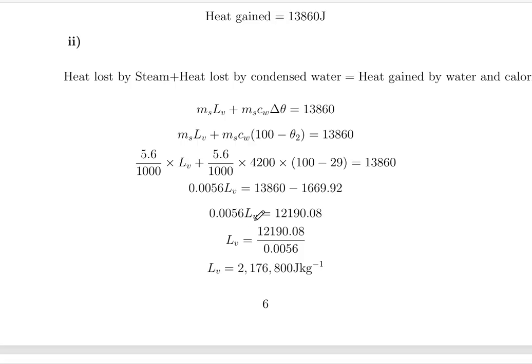So we shall make L_v the subject by dividing through by 0.0056, at this particular point. Simplifying this leaves us with 2,176,800 joules per kilogram as the value of the specific latent heat of vaporization.